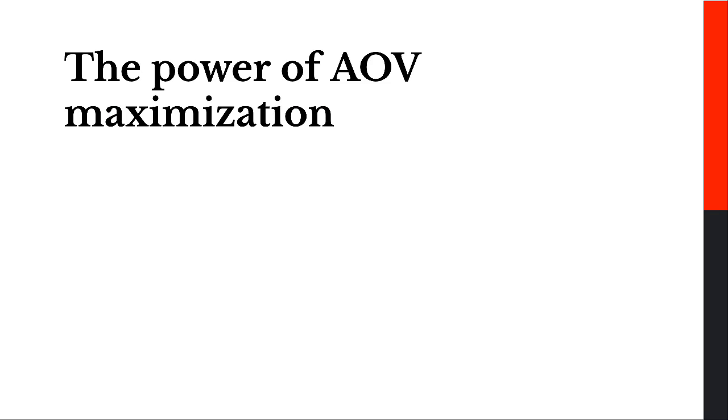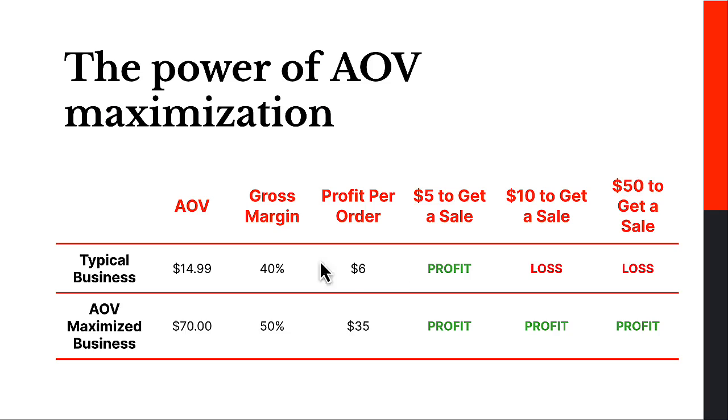So here's a little bit about the power of maximizing your average order value. In your typical business, for example, one of our competitors, or a lot of our competitors, average order value may be $14.99. In an average-order-value-maximized business like us, our average order value is over $70. Now, in the typical business, their gross margin, meaning their revenue less product costs, shipping costs, credit card processing, those hard costs that come whenever you sell a product, may be 40%.